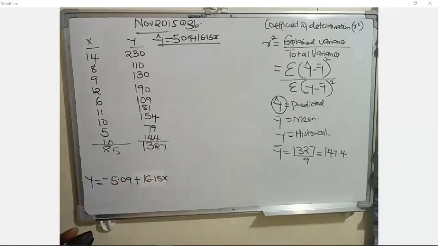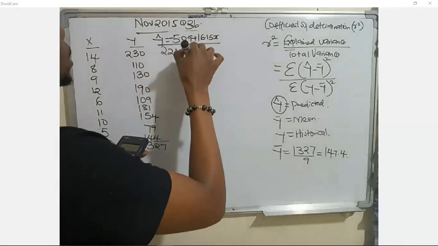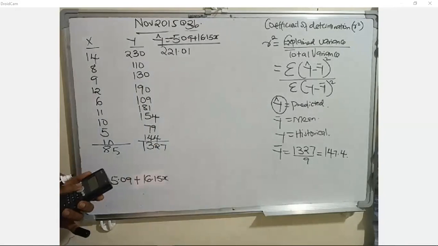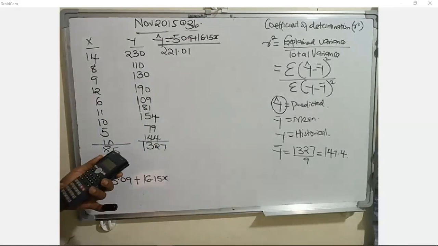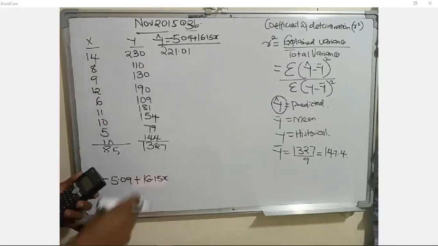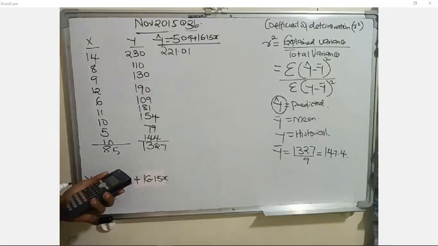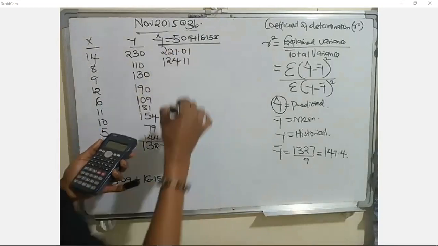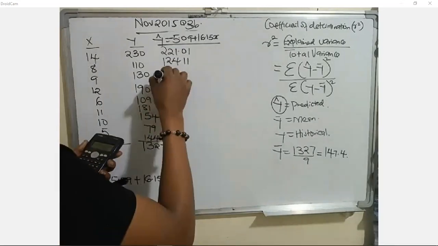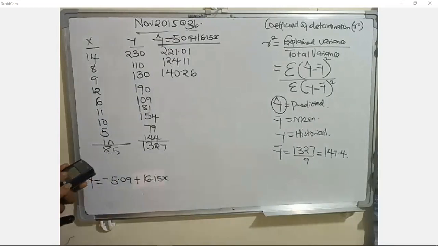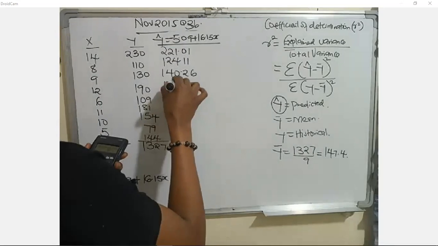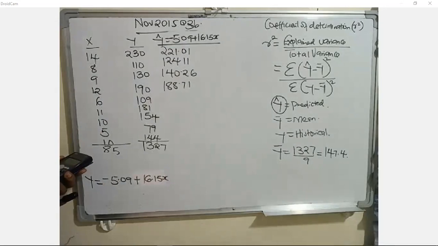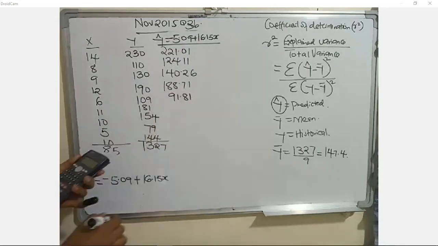The first one is, how much did you get? 221. Mine is 220.2. So negative 5.09 plus 16.15 times 14 gives 221. The second one we multiply by 8, and we get 124.11. The third one, 140.26. The other one is 188.71. The other one is 91.81.